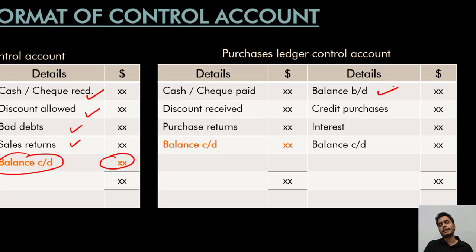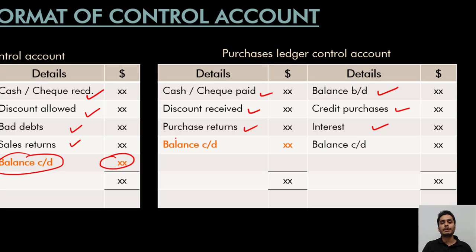Any transaction that increases the balance payable to the creditors will come on the credit side. So we have credit purchases and interest on the credit side. When cash or check is paid to the supplier, when discount is received, or when goods are returned back to the supplier, these transactions decrease the amount payable to the supplier and hence will be on the debit side.